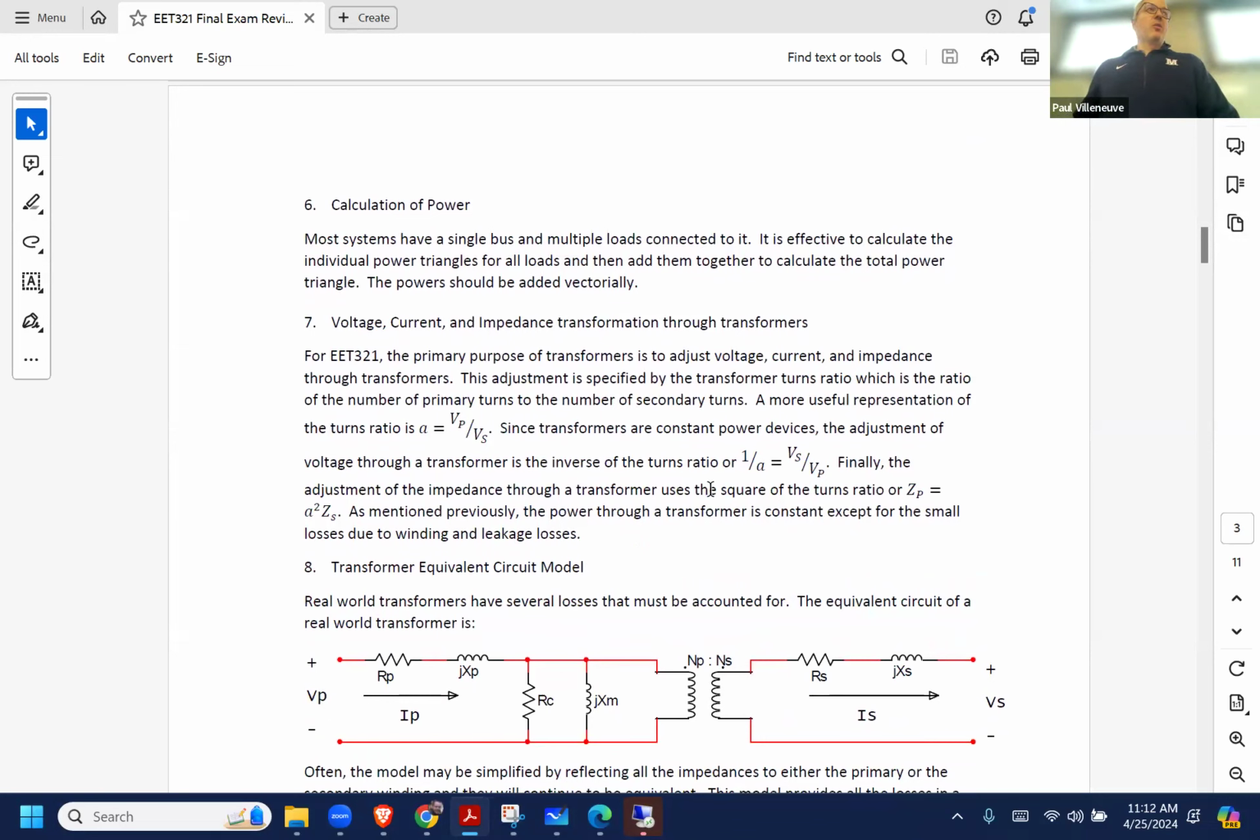We add powers vectorially. Sorry for the typo here, I just copied it over. I should have fixed it because it's not vectorially, whatever that is. But power just adds because they're complex numbers. You have to add them as complex numbers. You can't add them as scalar numbers.